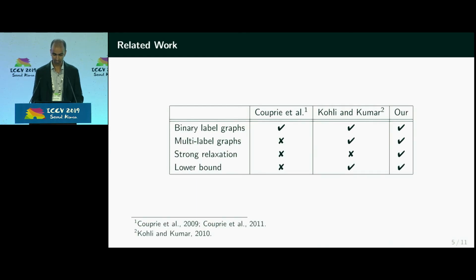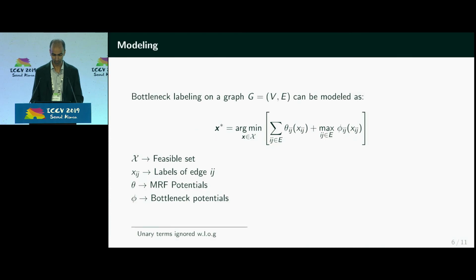In contrast to prior works containing bottleneck type objectives on MRF, we allow multi-label inference on graphs, give an exact algorithm for cycle-free graphs, and a strong relaxation for general graphs with lower bound guarantees. So to model this problem, we add an additional bottleneck term, which is this maximum indicated here, onto the MRF objective, where theta specifies the traditional MRF potential and phi are the new bottleneck potentials.